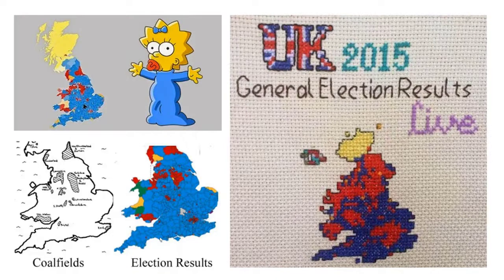Somebody called Roderick compared the final map down the bottom left with a quick sketch of traditional coal mining areas. And he wanted to make the point that really the map was a function of the differences between the traditional industrial heartlands in the UK, staunch Labour red areas, and the rest of the country, which was a little bit more centre right. And then there was a fascinating cross stitch which somebody actually did live on Twitter as the results came in, which basically shows that you can make maps of anything in any way you particularly like.